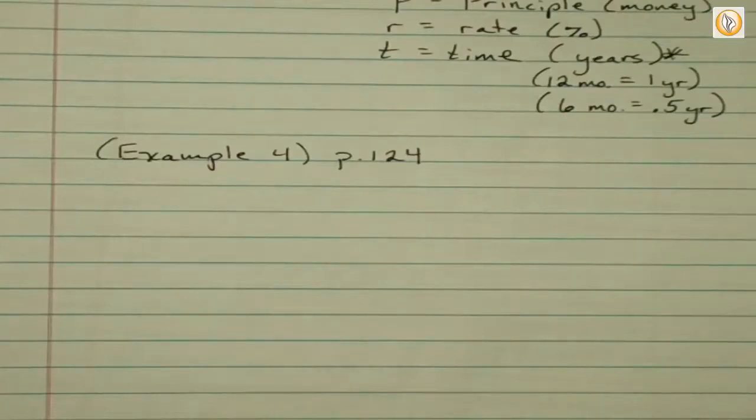Find Jeff's commission rate if his total sales of electronic equipment for a month were $8,250 and his gross income for the month was $3,660, including a monthly salary of $2,175. Okay, so Jeff's commission rate. It says find his commission rate. So what are we looking for? Rate is a percent. So we're looking for percent.